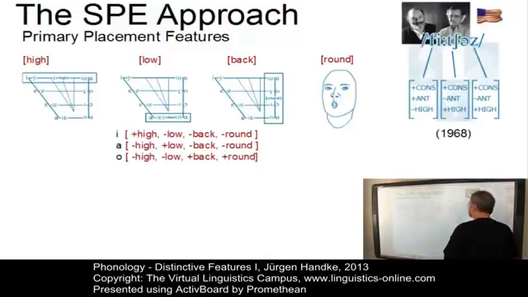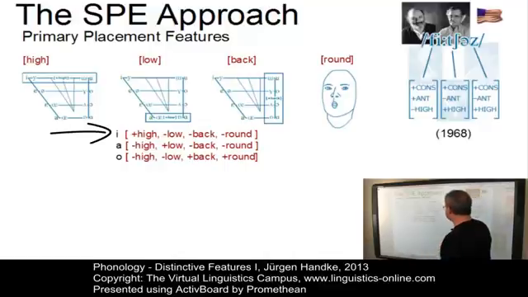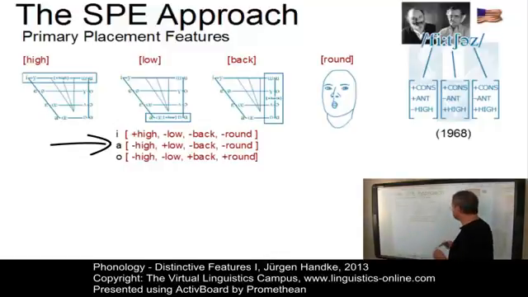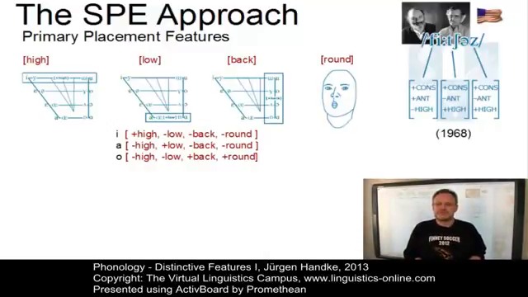Here are some examples. E is defined as plus high minus low, minus back minus round. A, cardinal 4, would be defined as minus high plus low, minus back minus round. And O would be defined as minus high, minus low, plus back and plus round. We still need a 5th feature, but that will be shown in our second e-lecture about distinctive features.